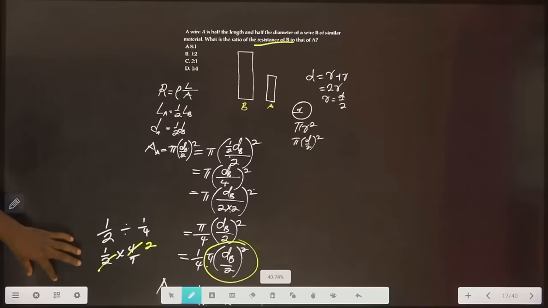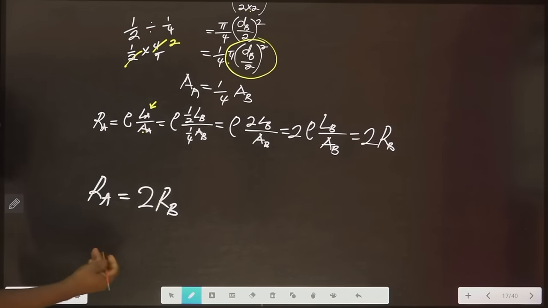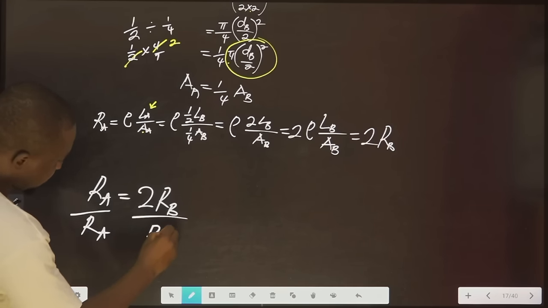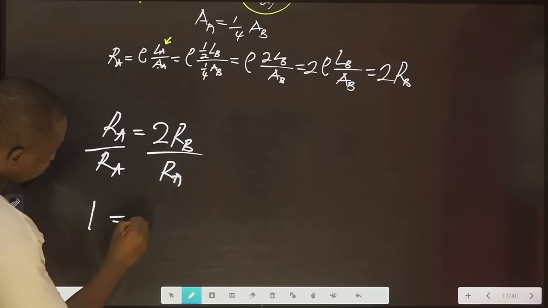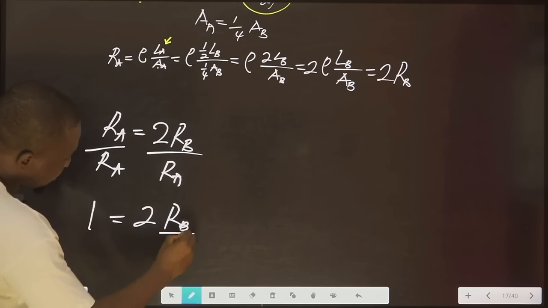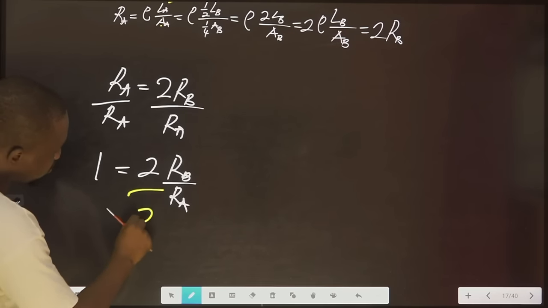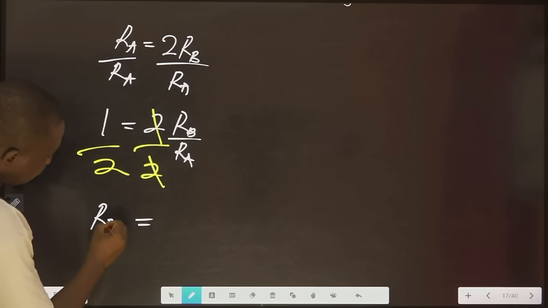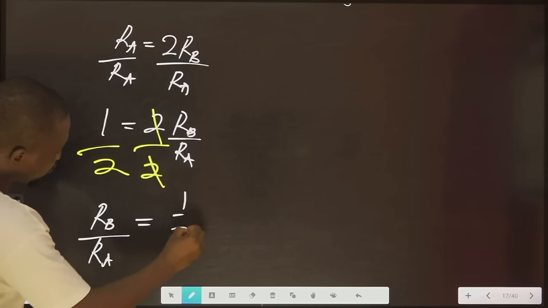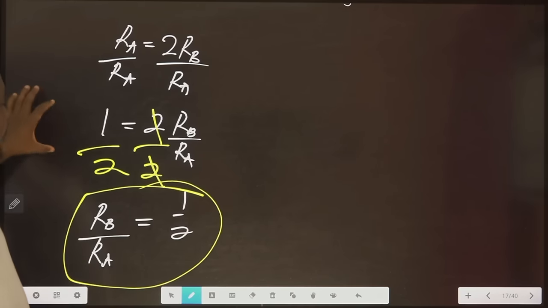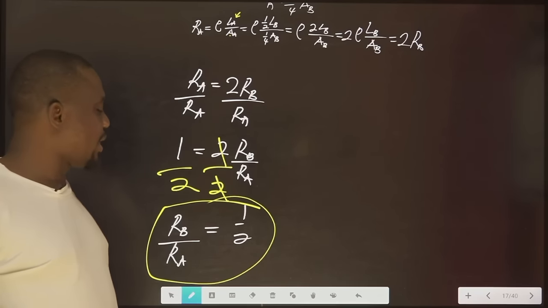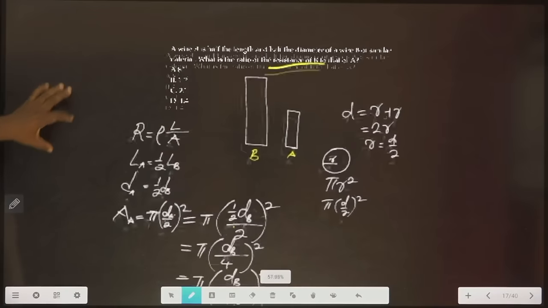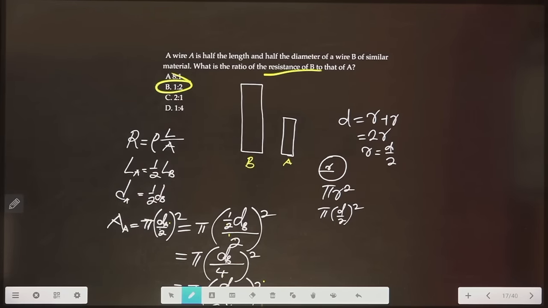So now that we know the relationship, now that the relationship is this, 2, this, B to A is what? That means B should be the numerator, this should be the denominator. So we divide both sides by this. That is this, this. So therefore, this is 1 equals to 2, this over this. So we divide both sides by 2, so that this and this will cancel. We now have this guy over this equals to 1 over 2. This is the relationship between the resistance of B to A. That is 1 ratio 2. Is there anything like that? Yeah, the answer is B. 1 ratio 2.